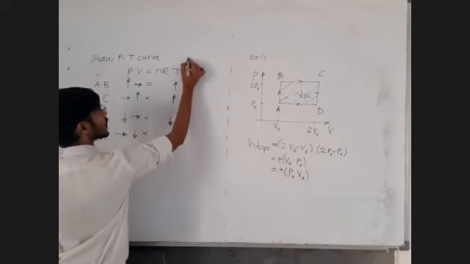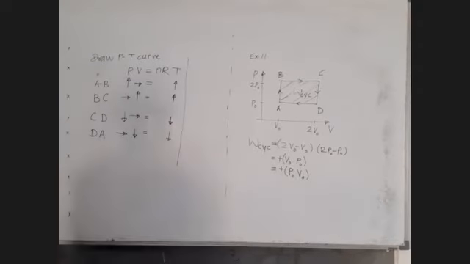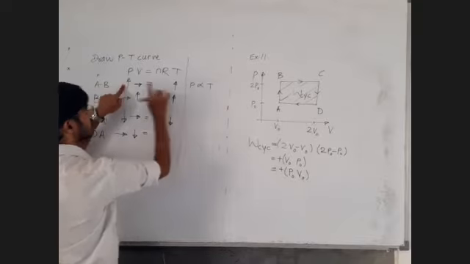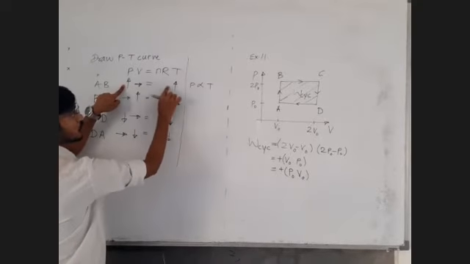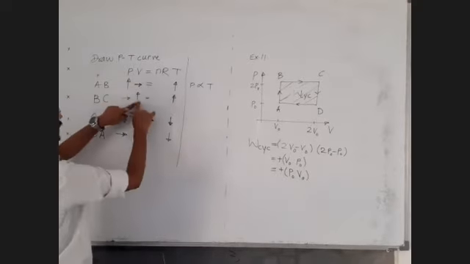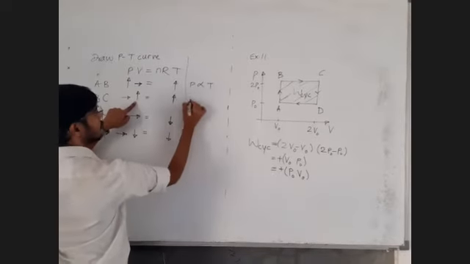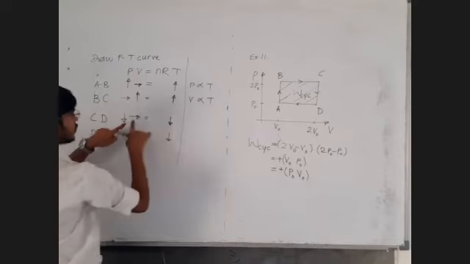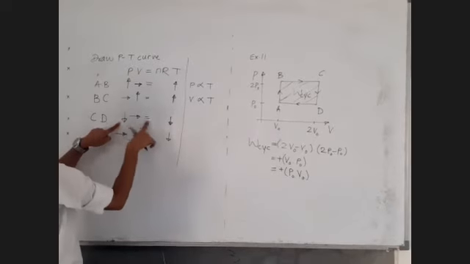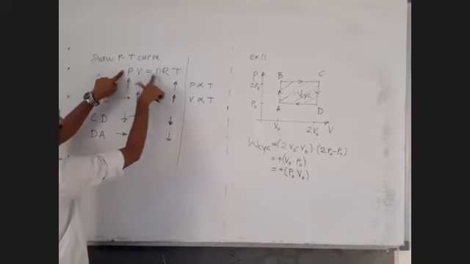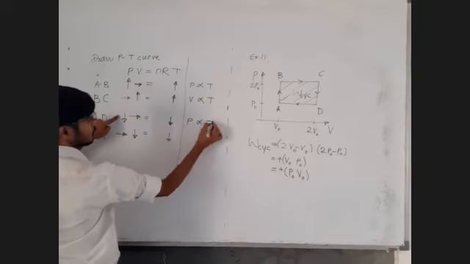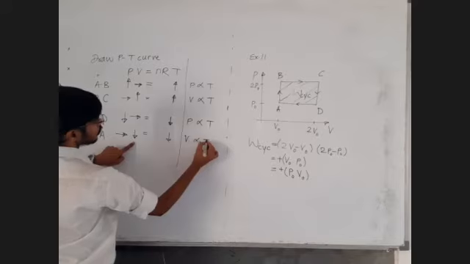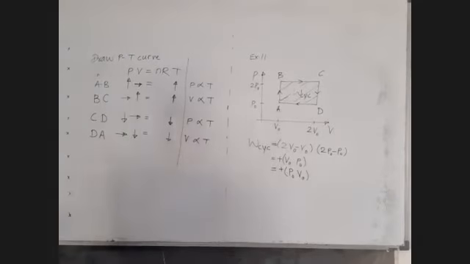Okay. Now let us write down the proportionalities. Here you will write pressure directly proportional to temperature. Here you will write volume directly proportional to temperature. Here you will write pressure directly proportional to temperature. And here you will write volume directly proportional to temperature.